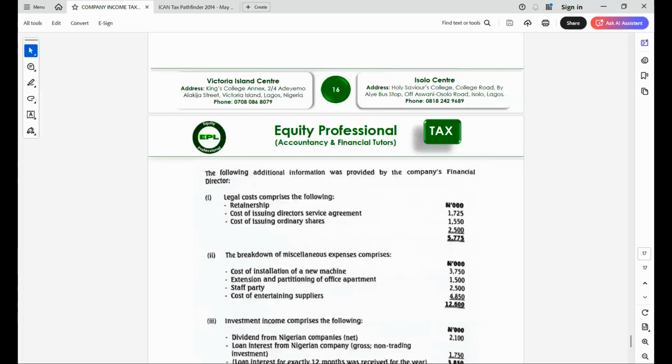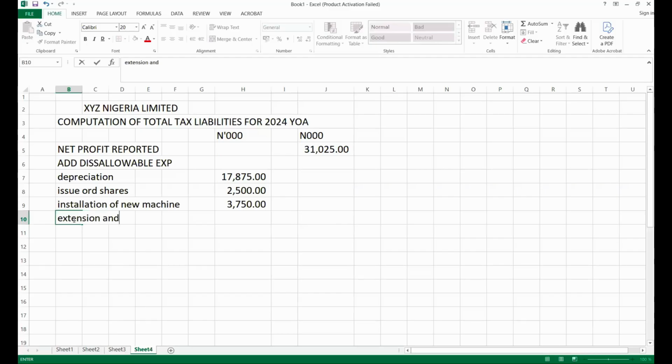Then after that, we have the next one, extension and partitioning of office apartments. Is it allowable? You have to look at it: is it capital in nature? Since they are extending it, that is capital in nature. So that is also disallowed. So 1.5, extension and partitioning, 1.5.